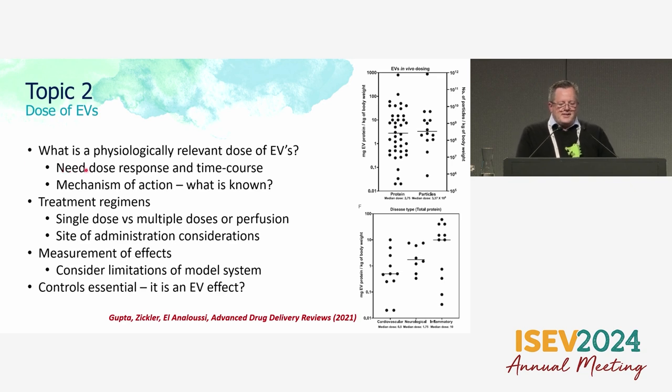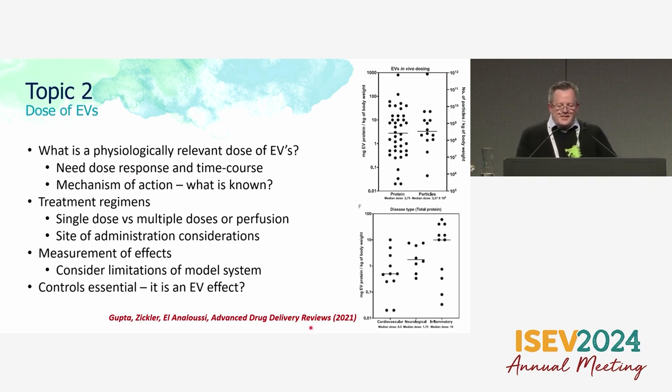So we need to perform things like dose responses and time courses to look at those two parameters of using EVs and functional assays. And also think about the mechanism of action. It's all right to sort of apply EVs to a system and say, well, when I do this, this is the endpoint, but what is the potential mechanism of action? Getting an idea of that is really important to understand what's going on in your system.